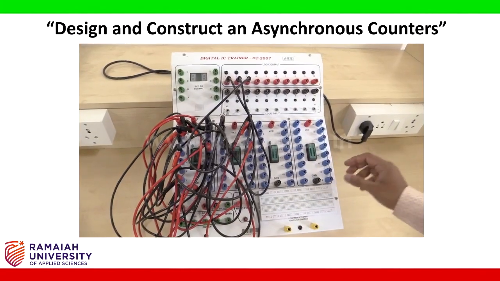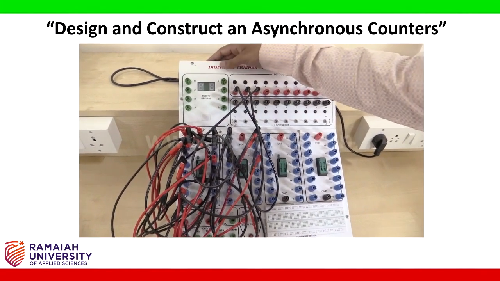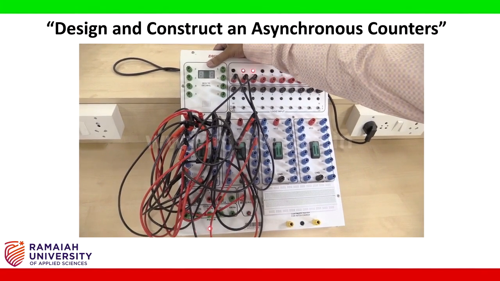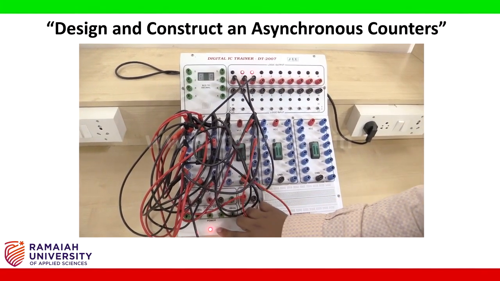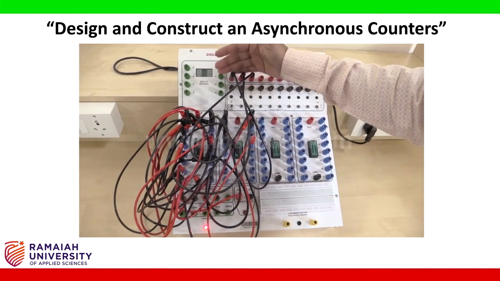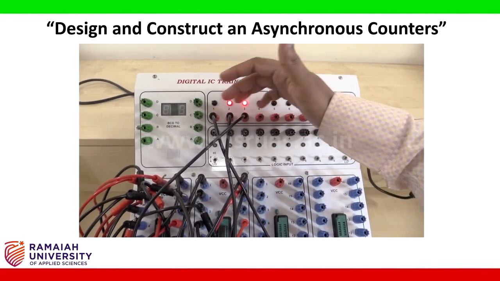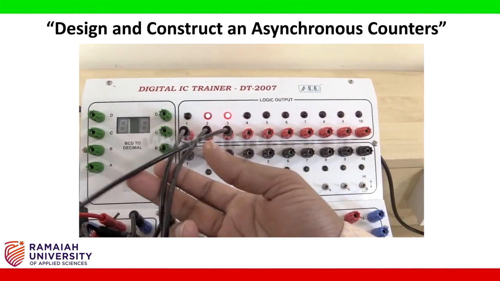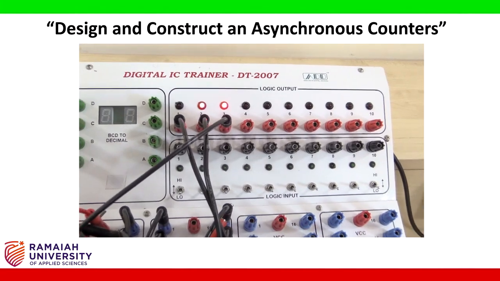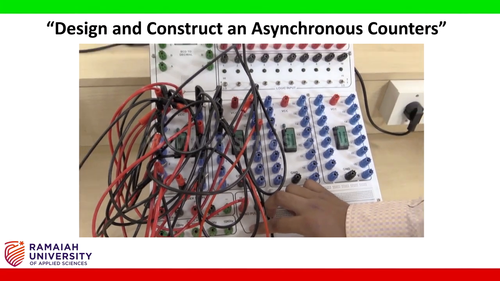Now let us verify the truth table according to the given truth table. Before that, we have to turn on the power supply to the digital IC trainer kit. The power is on. So now we can see there are three outputs, QC, QB and QA. So these outputs are connected. This circuit is for the up counter. So now first I will make it 0.